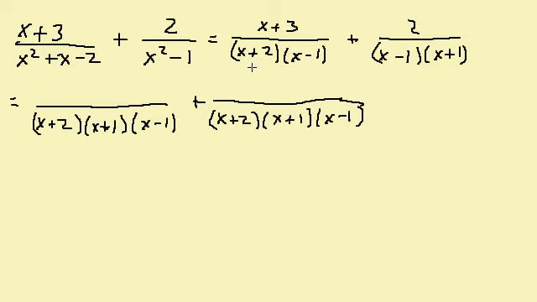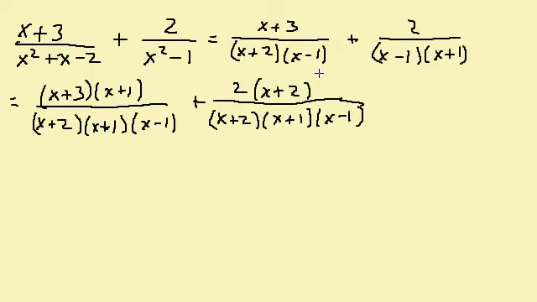Well, you can see I have to multiply this by x plus 1. So I have to multiply the x plus 3 times x plus 1. Then, what do I need to multiply to this denominator, the x minus 1 times x plus 1, to get my common denominator? Well, you can see that's x plus 2. So I have to multiply the 2 by x plus 2.